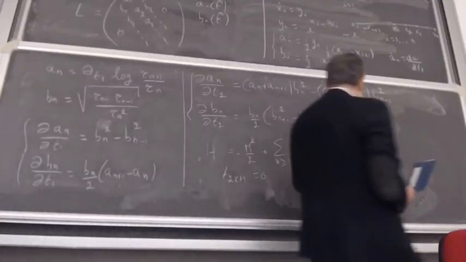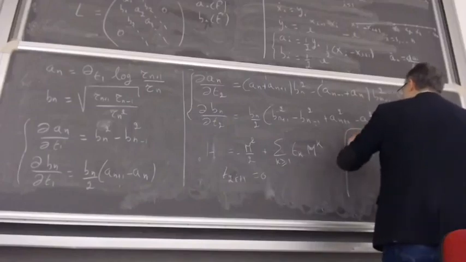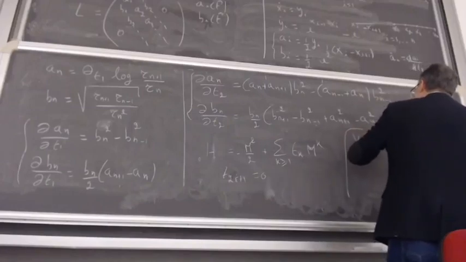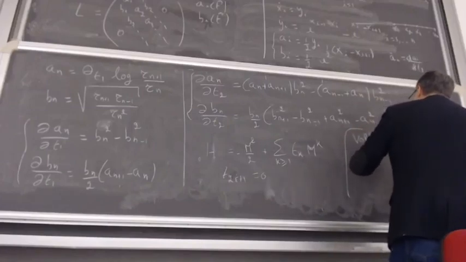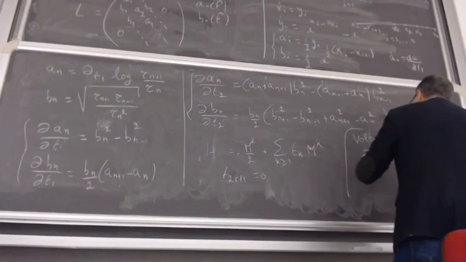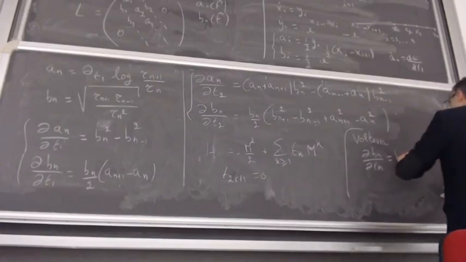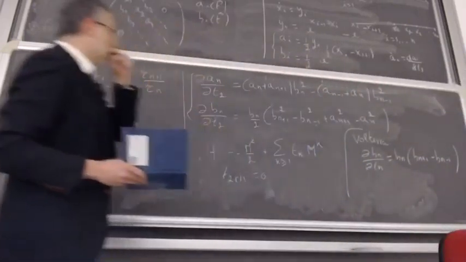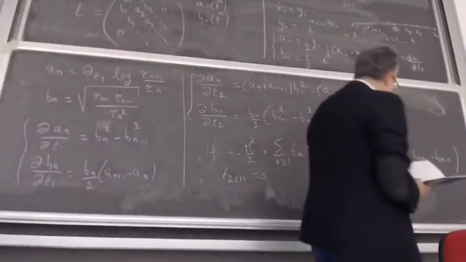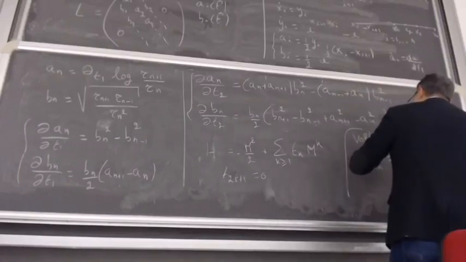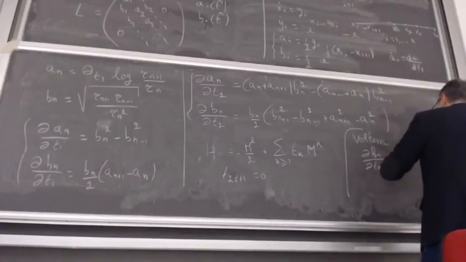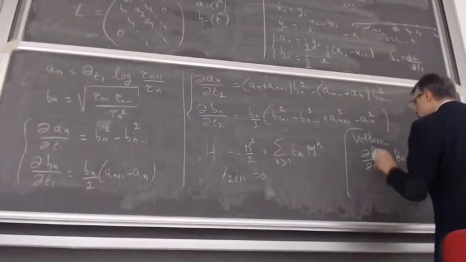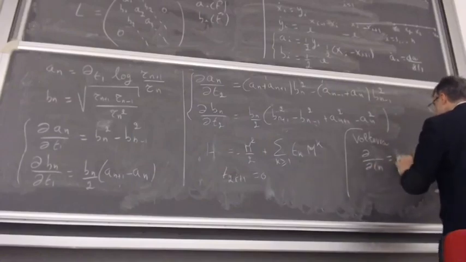So the first equation, you get the equation for b_n, so let me write it. I need to introduce a notation.